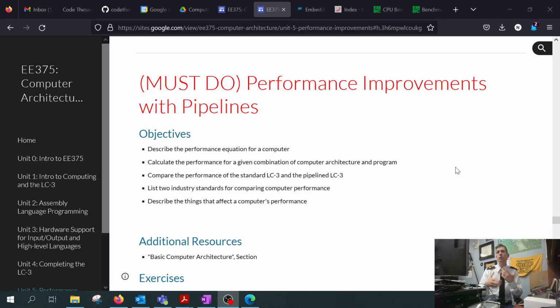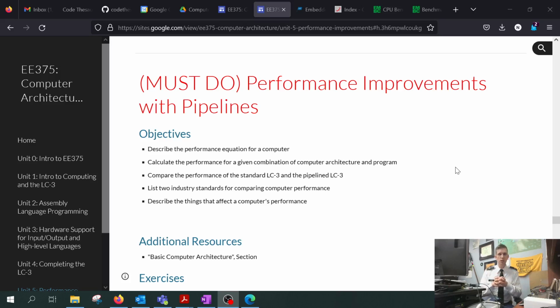So we've alluded to this so far in Unit 5, that we do get performance improvements from our pipelines, and we've discussed a little bit of the theoretical improvements. In this lesson, I want to review the performance equation for our computer and, using some actual values, determine the actual numerical performance improvement we get with pipelining our LC3 over whatever the version we had in Unit 4 was.